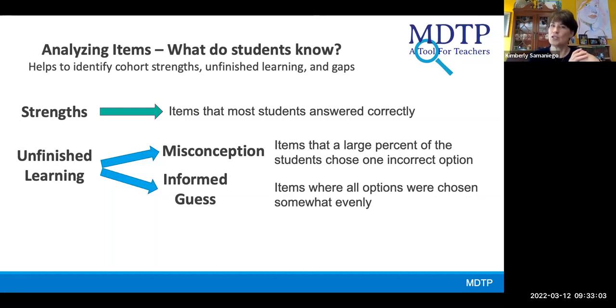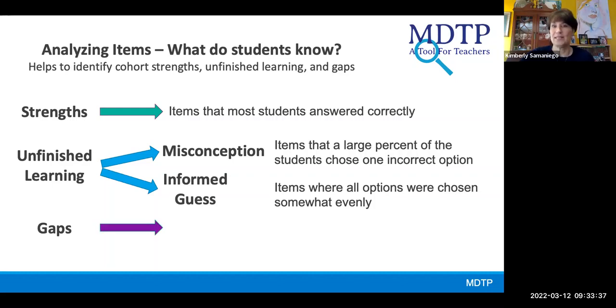An informed guess is where it looks like the students are guessing, that the options were all selected randomly, but generally these items are more procedural in nature. So there's a procedure that students may have tried to memorize, but they have not mastered the actual competency of completing that procedure correctly. So something in a response resonates with them, but it is not the actual correct answer. So this is where you're thinking this is unfinished learning. Then what is a gap? What do we consider a gap?